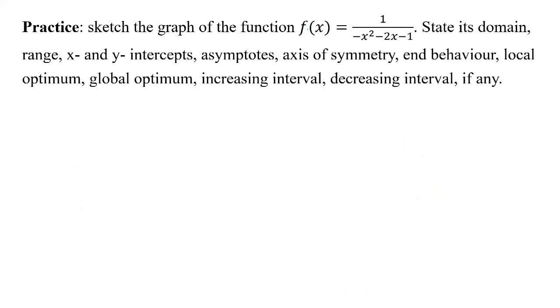Sketch the graph of the function f(x) equals 1 over (minus x squared minus 2x minus 1). State the domain, range, x and y-intercepts, asymptotes, axis of symmetry and behavior, local optimum, global optimum, increasing interval, decreasing interval, if any. Okay, I'll give you 5 minutes to think about this question.